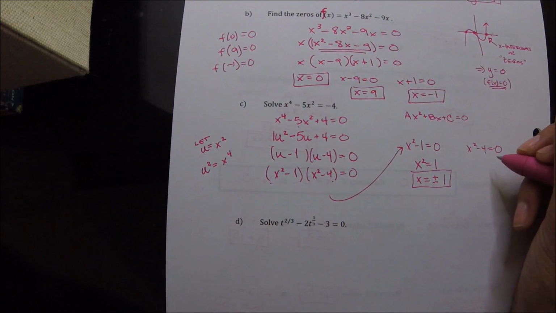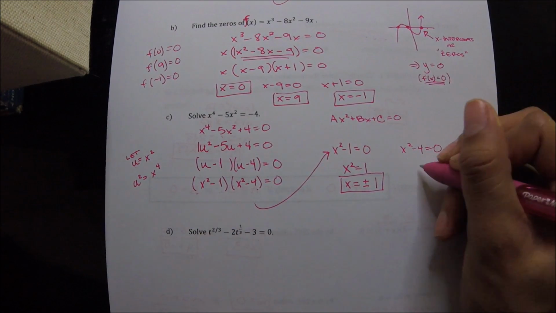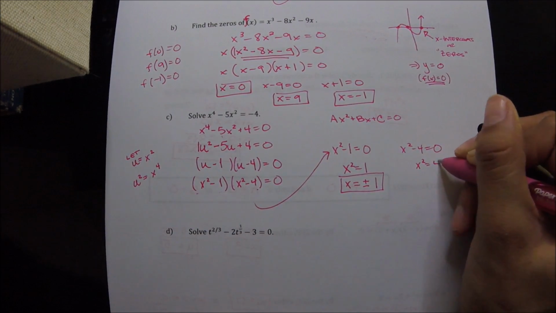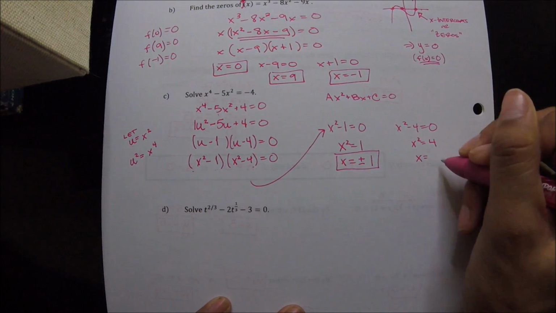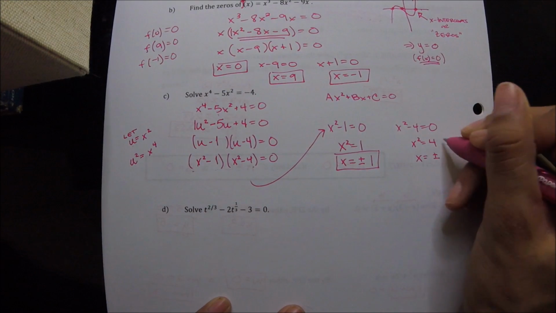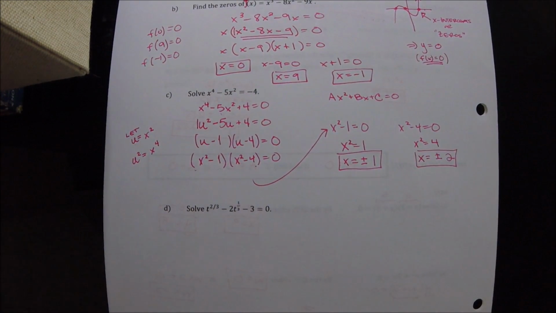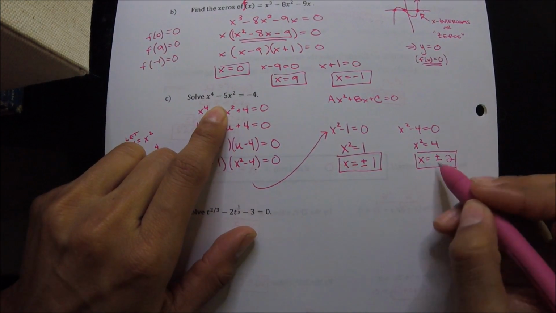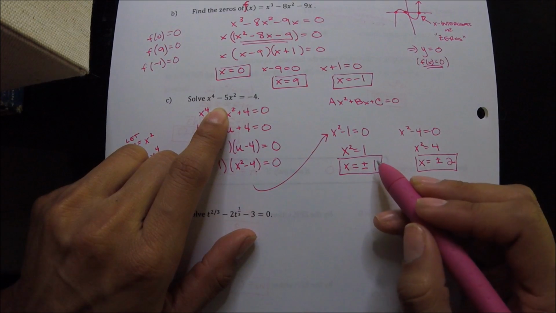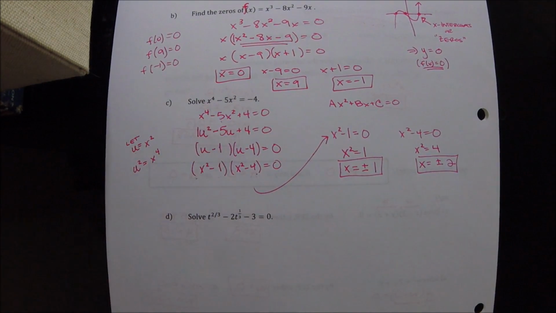And then this one, I will add the 4 over, so x squared equals 4. And then, again, take the square root of both sides, so I have to put plus and minus, but the square root of 4 is 2. And those would be our solutions to the original equation. We actually have 4 solutions this time. Plus 1, minus 1, plus 2, minus 2.